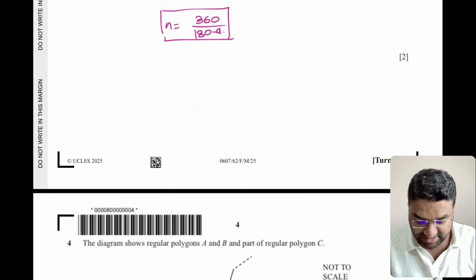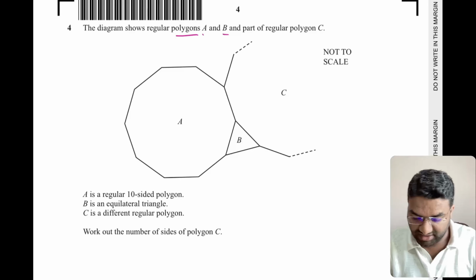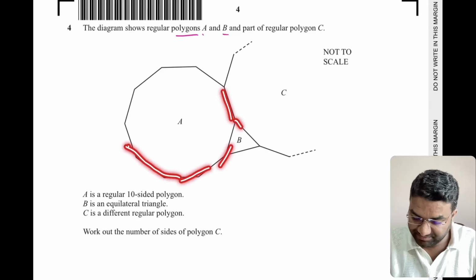Then the third part. The diagram shows regular polygons A and B. Here we have regular polygons.